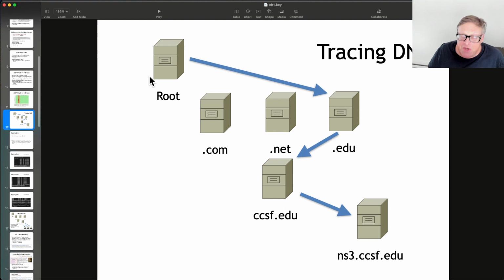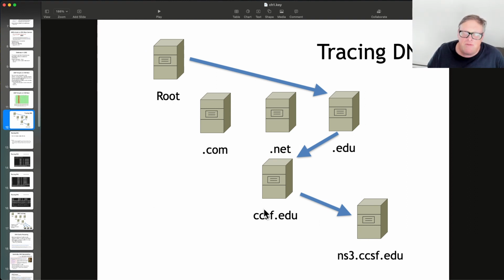You got the root of the system, and the root servers only have records that tell you where the top-level domains are, like .com, .net, and .edu. Then the top-level domain servers have the servers that handle each domain. Each domain has a master server, an authoritative server. So City College has an authoritative server of some kind, and you go to a specific server that'll know what servers are at CCSF.